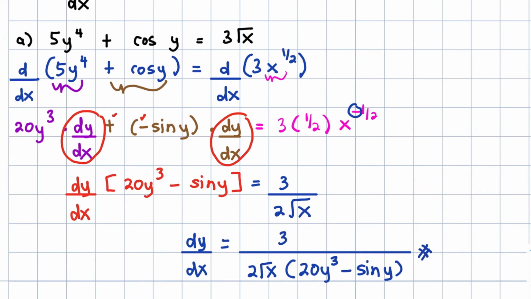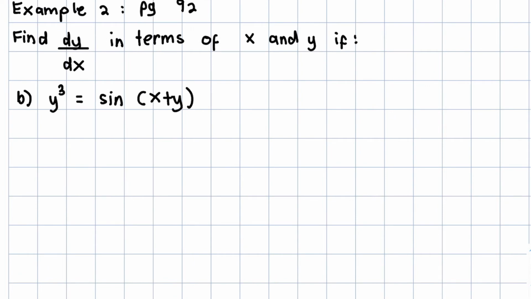Okay, now let's look at another question, still example 2 on page 92, for part B. You are given an equation: y³ = sin(x + y). Now, what does it mean by this bracket?